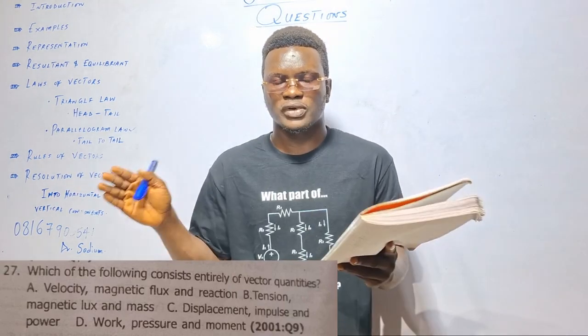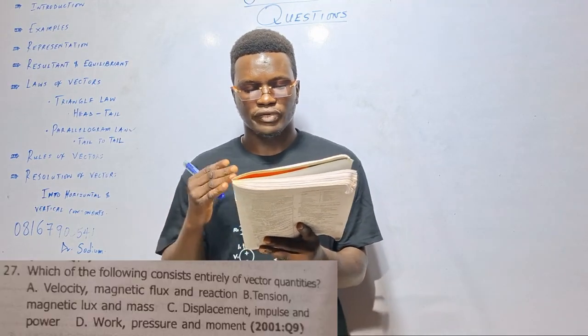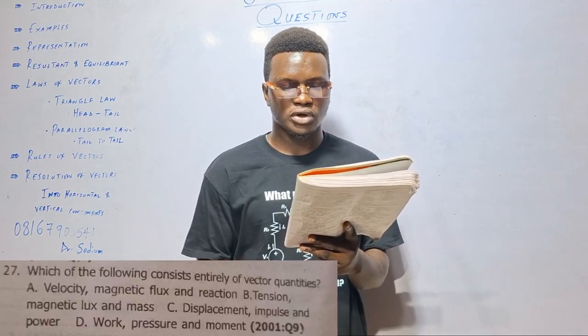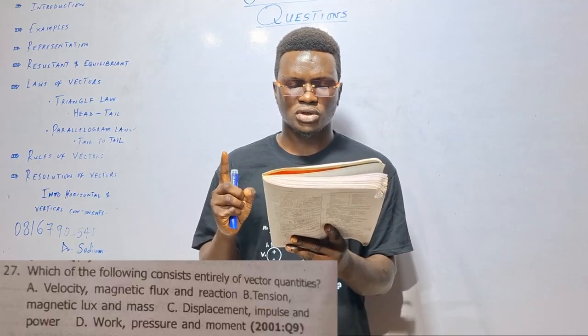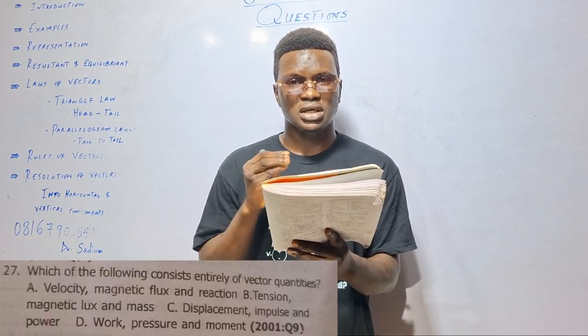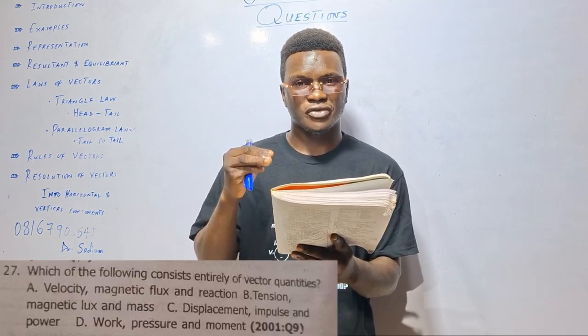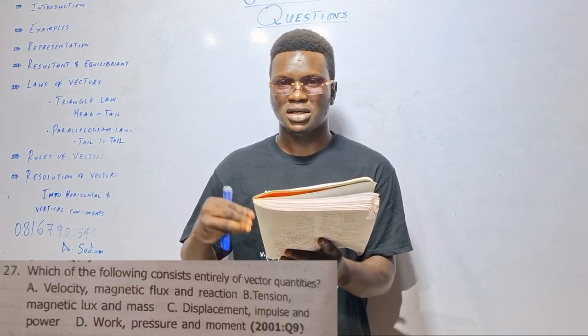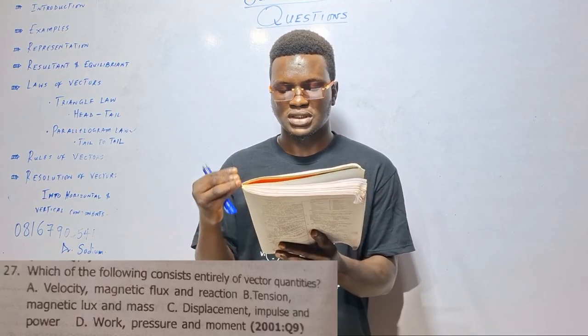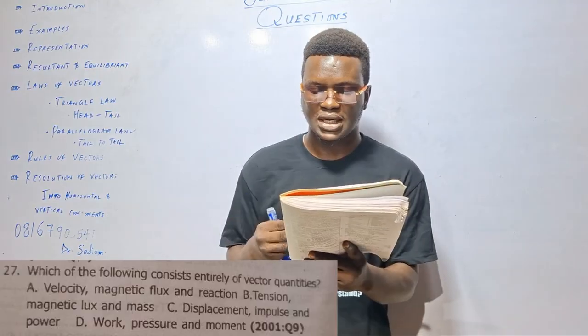That means it is only made up of vector quantities: A, velocity, magnetic flux, and reaction. I told you something, that magnetic flux is what? A scalar quantity. But magnetic flux density or magnetic induction, which is B, it's a vector quantity. So we'll be looking at that later.